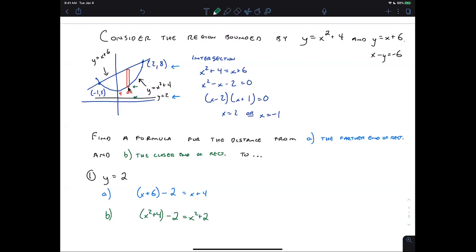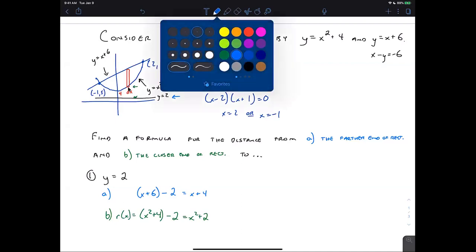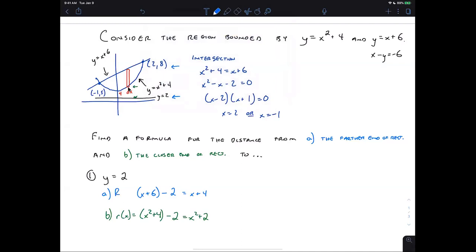Okay, we're going to call this function small r of x, and we'll talk about why we call it that tomorrow. We're going to call this function capital R of x. And again, we'll talk about why that is tomorrow, but you don't need to remember that that's what they're called yet. But is everybody clear how to come up with that? Everybody good? Any questions?